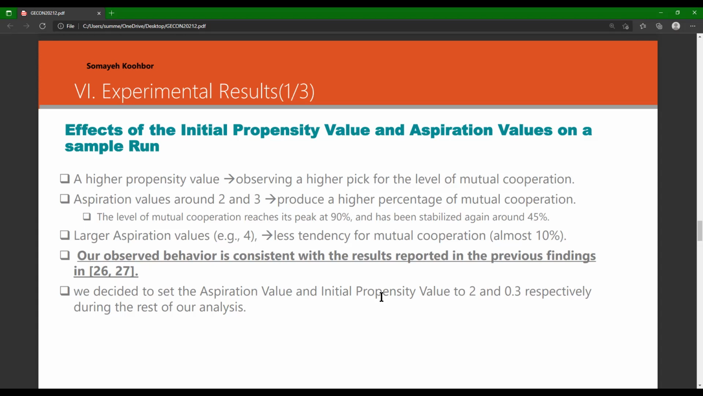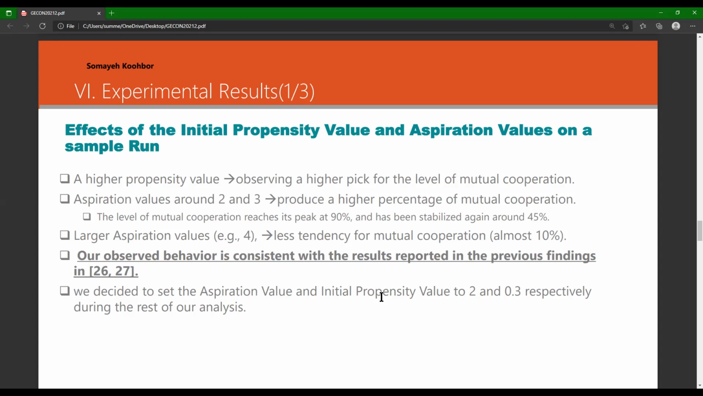And aspiration value, if you pick it as a high value, for example, 4, which depends on the payoff of the prisoner's dilemma game, you should expect that the agents show more tendency towards defection. And this is actually what we also observed. So we reached the society where the percentage of mutual cooperation was just 10%. But 2 and 3 is good. So we started at 90%, but the percentage of mutual cooperation became 45%.